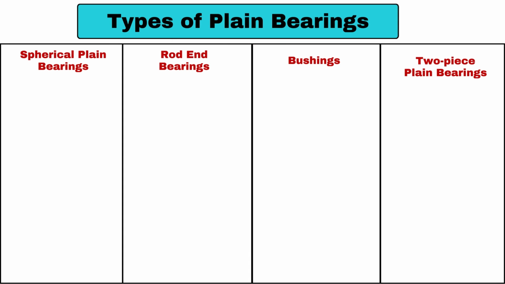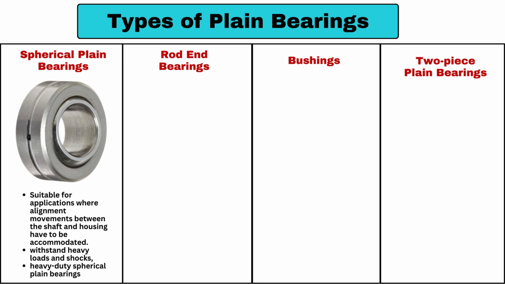There are different types of plain bearings, like spherical plain bearings, rod end bearings, bushing and two-piece plain bearing. You can see here the spherical plain bearings, which are suitable for applications where alignment between the bearing and shaft is needed. At that time we use the spherical bearings. Generally we refer to them as heavy duty spherical plain bearings.